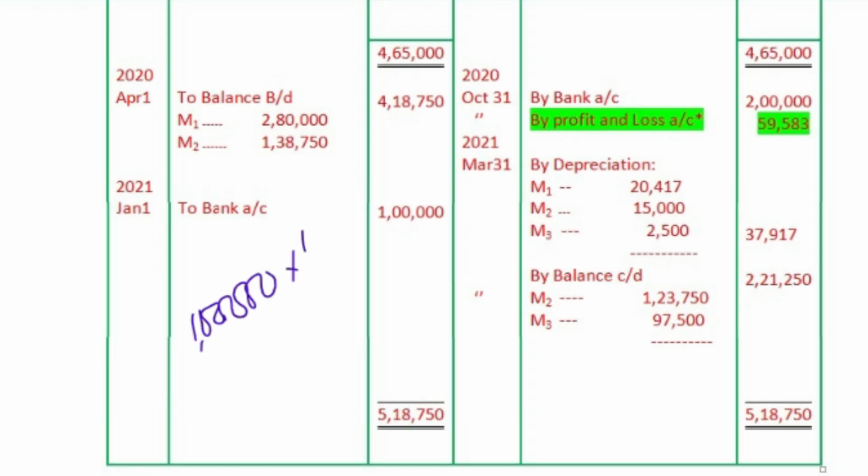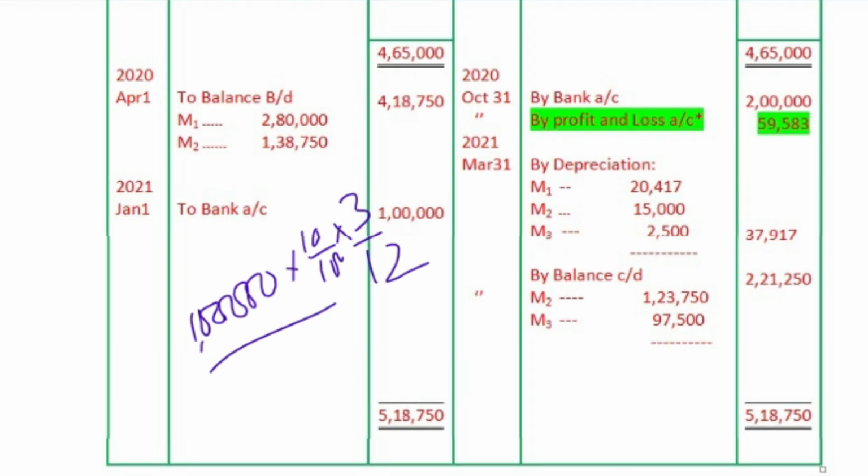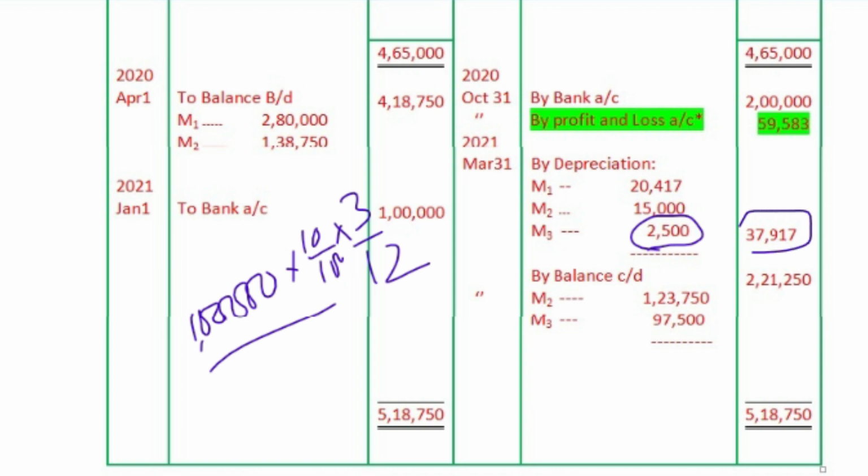into 10 by 100 into 3 months, so 3 by 12. Calculate the value, you will get 2,500. So all this total 37,917.